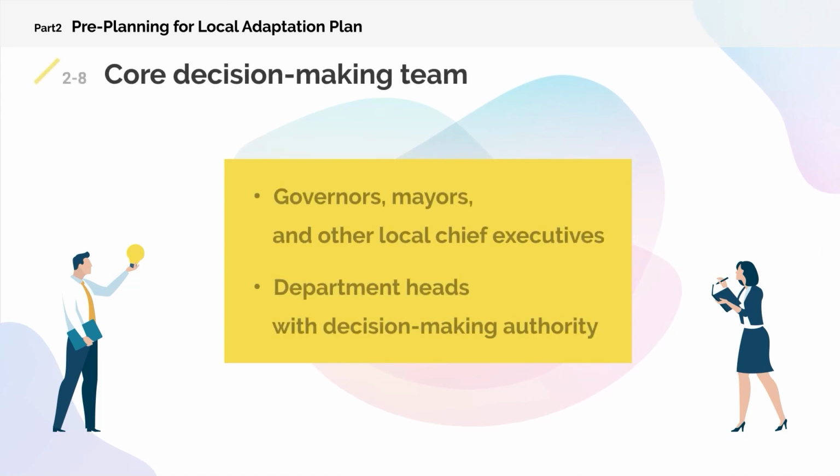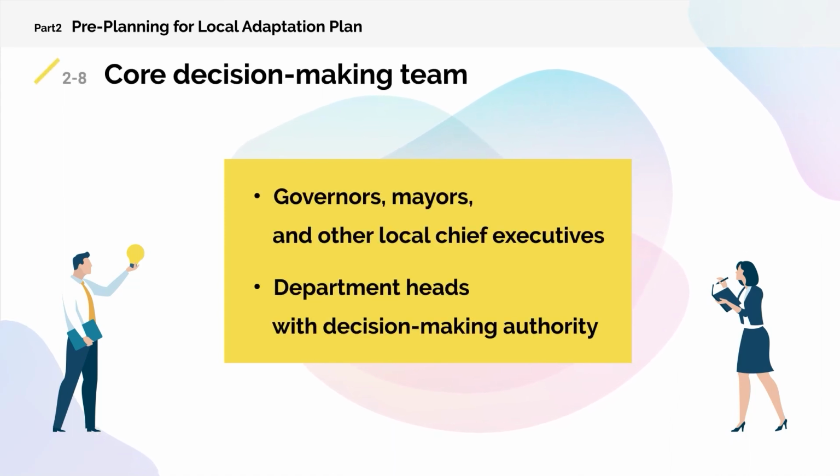The core decision-making team has decision-making authority when preparing the plan, for which it is also accountable. It is also responsible for supporting the interested parties and mobilizing financial resources. The final decision-makers for the sector and for mobilizing funds to achieve mainstreaming include governors, mayors, other local chief executives as well as department heads as the members for this team. Local governments must appoint such persons in advance.